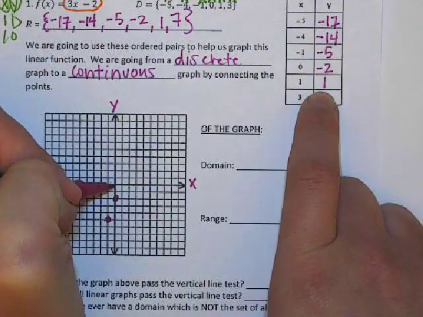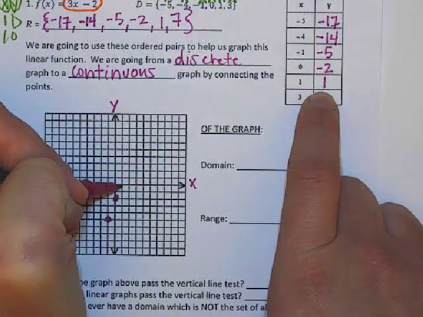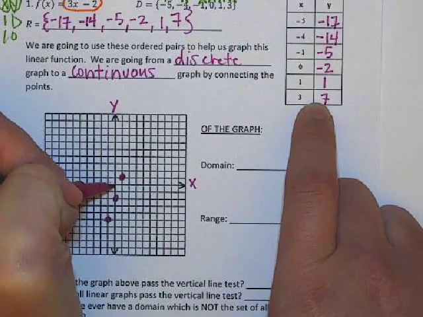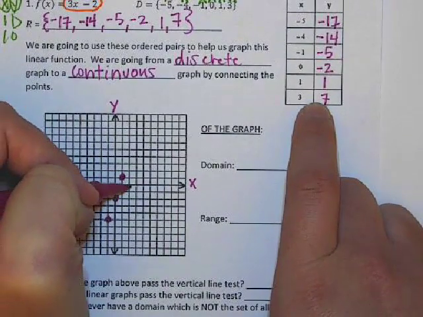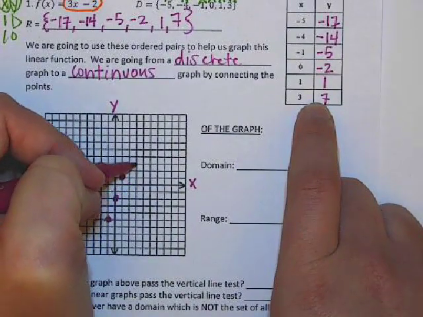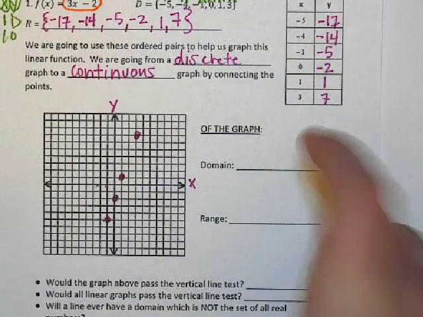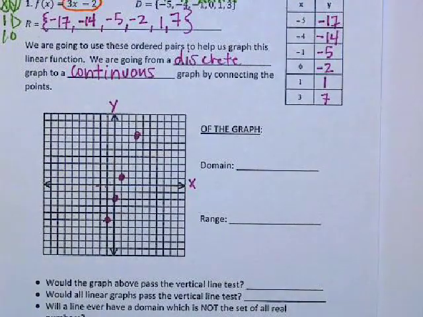Then I got 1, 1. So start in the middle. I'm going to go 1 right on the X and then 1 on the Y up. Then 3, 7. So start in the middle. Go 3, 1, 2, 3, up 7. Good. Everybody got those dots?